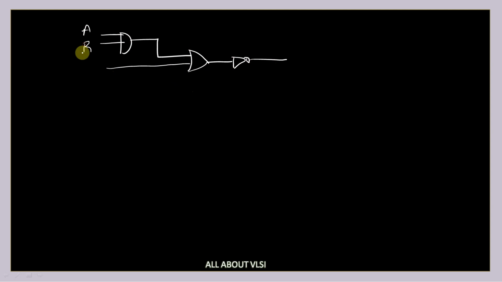Let's say we have a design like this: an AND gate and an OR gate, with a NOT gate connected to the OR gate. A, B, and C are our inputs, and Y is our output. If we want to design this in Verilog, first of all, we declare this as wire W1, this as wire W2, and this as wire W3.